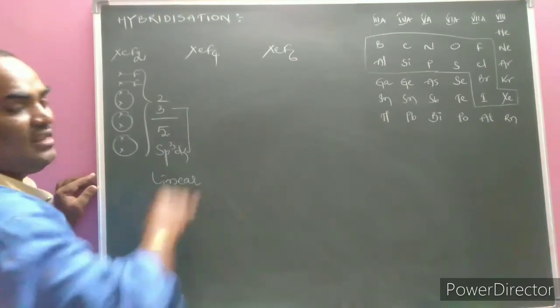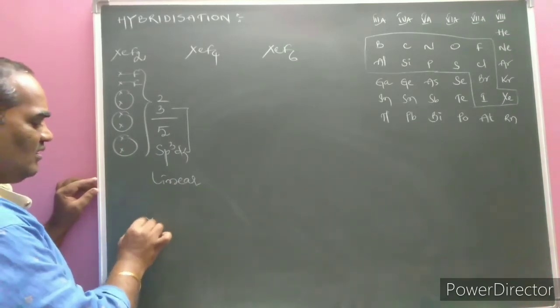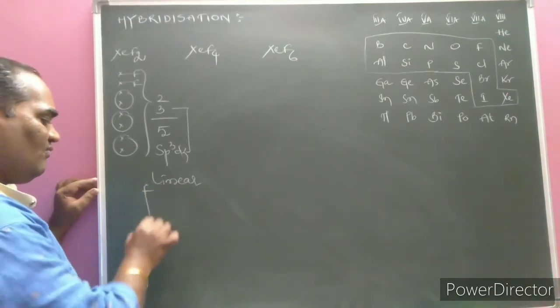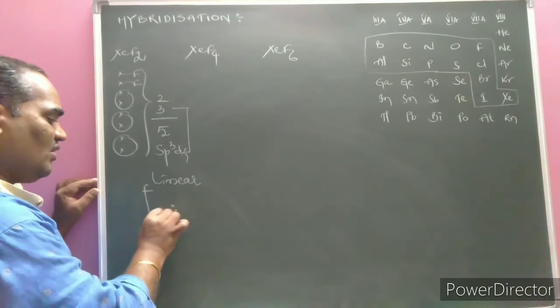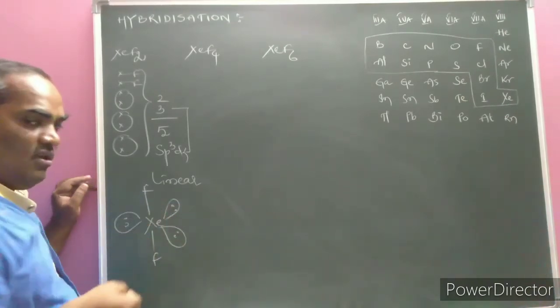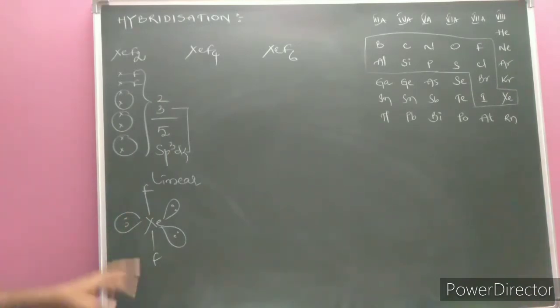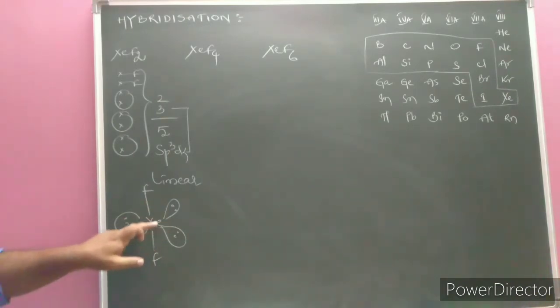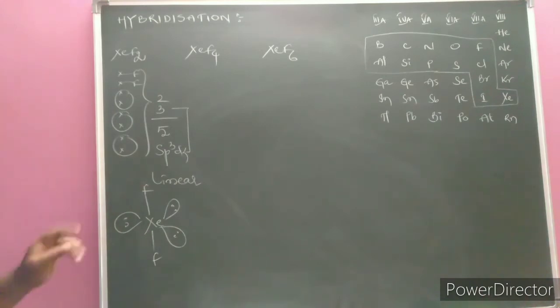It is linear. That can be represented as Xe, F, F. Here is one lone pair, here is another lone pair, and one more lone pair. It can also be called trigonal bipyramidal with 3 lone pairs, which means the same.